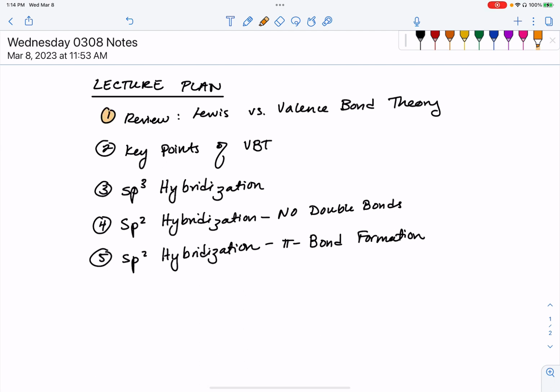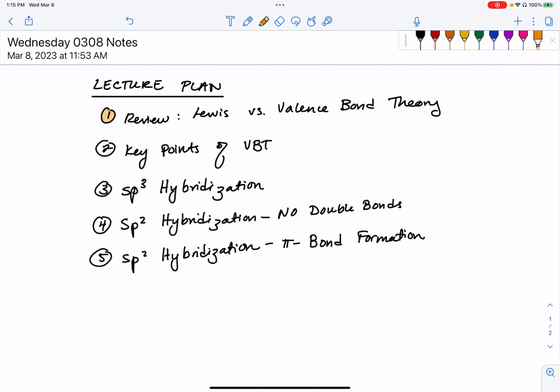We're going to begin by reviewing our two different bonding models that we've seen so far in our class, which is the Lewis model of bonding, which we practice when doing our Lewis dot structures as seen in our chemical bonding workshop. And we're going to compare that to our first, more advanced, I would say, bonding model, which is valence bond theory.